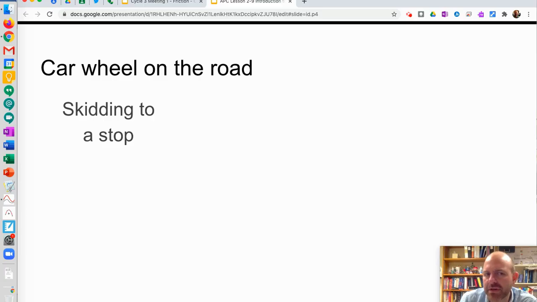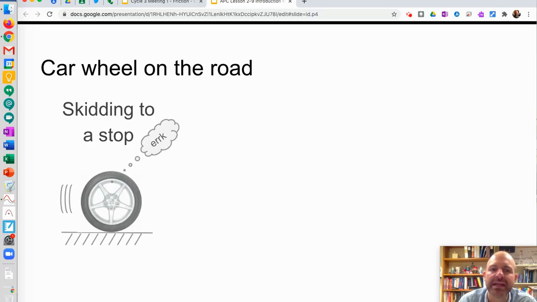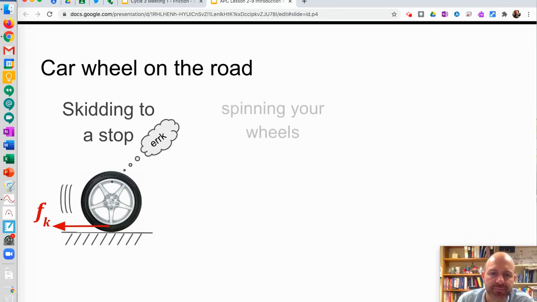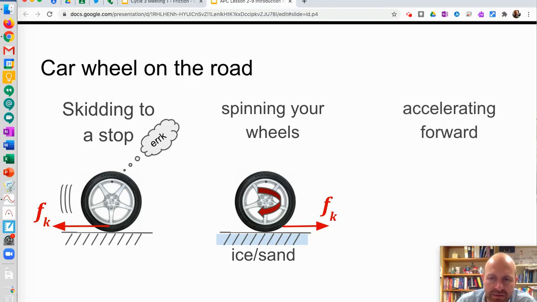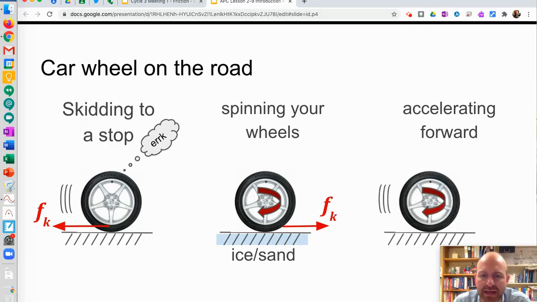So a couple of other scenarios that are worth thinking about. If you have a car wheel or a bike wheel or any wheel on the road skidding to a stop, you lock up the wheel and you go squeak and you slide. That would be kinetic friction because we have a tire sliding relative to the surface. If you're spinning your wheels trying to get going, on ice or sand or something like that, that's kinetic friction again, it's sliding, but the wheel is trying to spin backwards and the kinetic friction is trying to push you forwards.